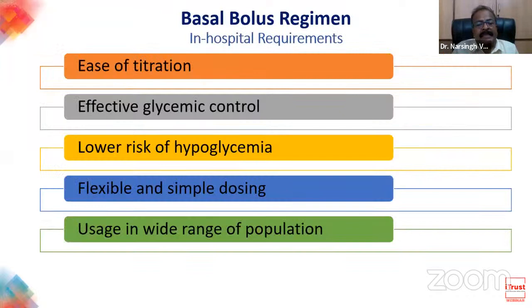So the basal bolus regimen is very easy to titrate, gives effective glycemic control and a lower risk of hypoglycemia, which is our aim, and it is flexible, with simple dosing and a simple methodology used in a wide range of population. Right? Next one, please.